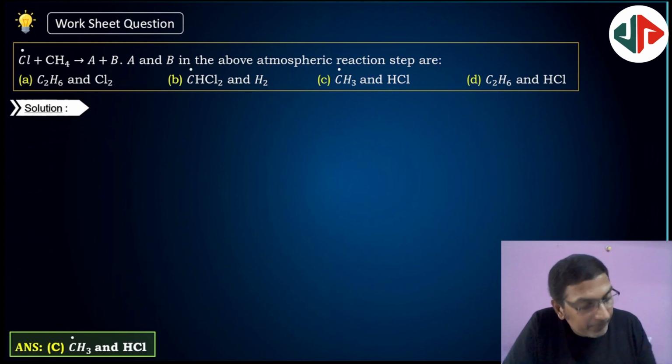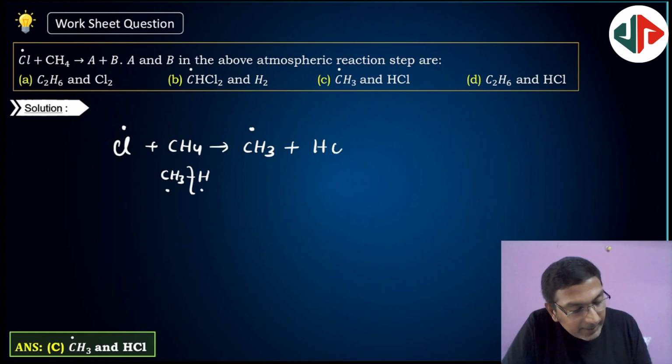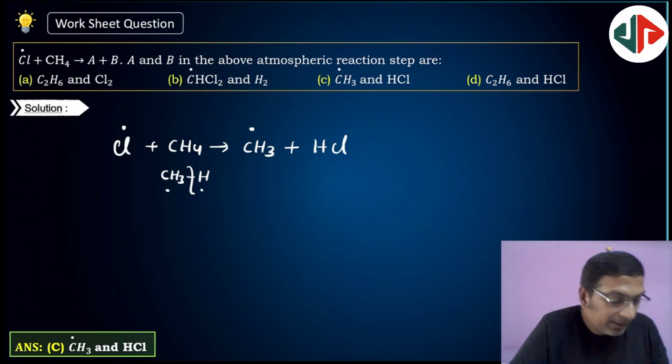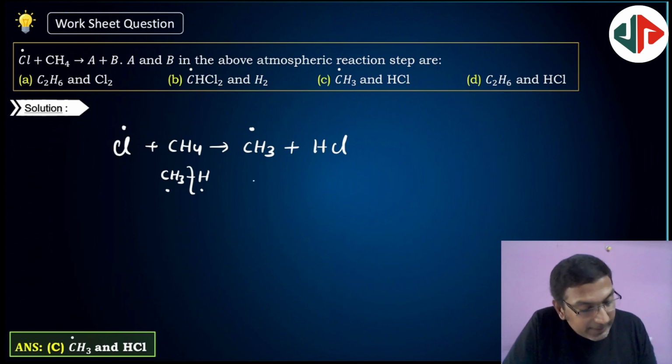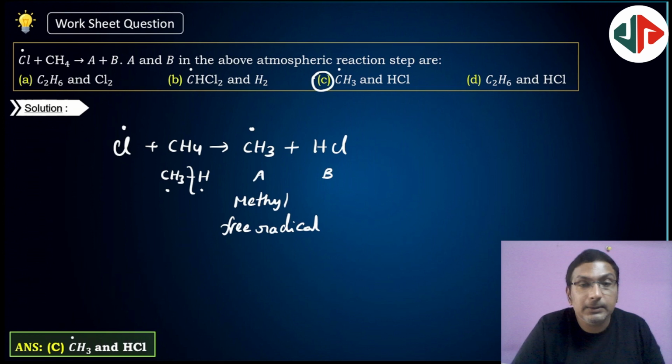So Cl radical attacks CH4 hydrocarbon. A and B are here CH3 radical plus here one Cl, right, like this CH3 and H dissociate like this. H will combine with Cl to form HCl. CH3 radical will be formed. Therefore, this is A and B. Option C. So methyl radical, or methyl free radical. Next.